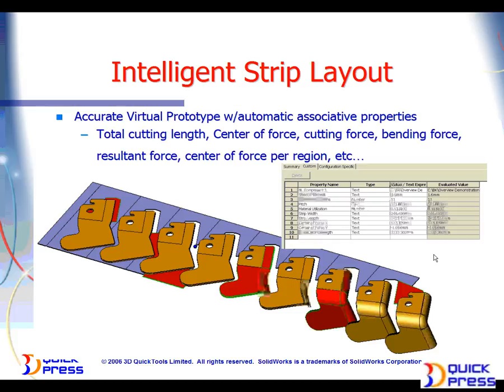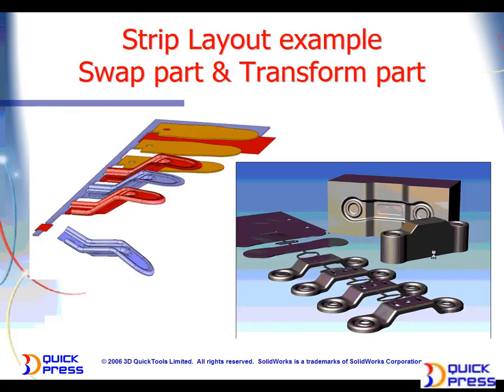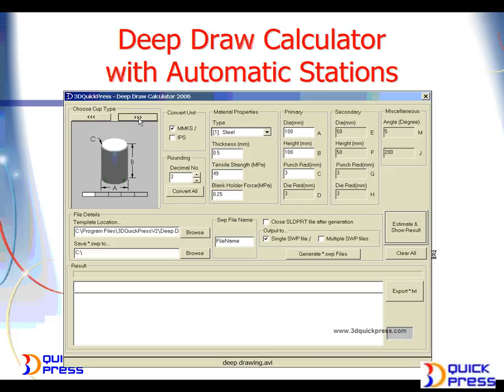For instance, the total cutting length of all the notchings and piercings, all the forces, the material utilization, and so on. We also are flexible enough to work with solids or surfaces, so if you have forming stations that have already been developed, you can just throw them in a station and continue the process. We also have a deep draw calculator for primitive type shapes.